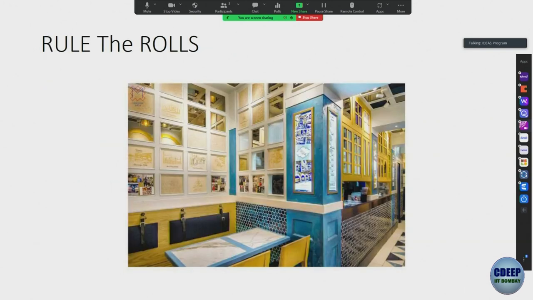Now, Khan Chacha had to move out, went to Gurgaon along with his sons, and started rolls. The fellow became famous again, and he is back at Khan Market, next to Khan Chacha.